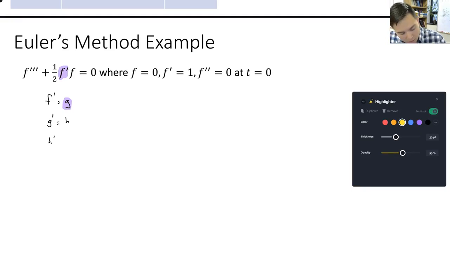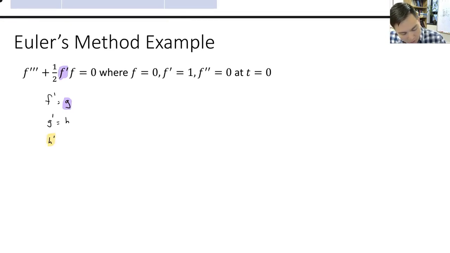which would be our third derivative. And so then we could say that h prime is equal to minus 1/2 g times f. So we have a system of 3 first-order ODEs that we have to go about solving. And so we can still use Euler's method to do this, but we have to solve for all 3 of these simultaneously. So we have to create an explicit Euler equation for each of the 3.